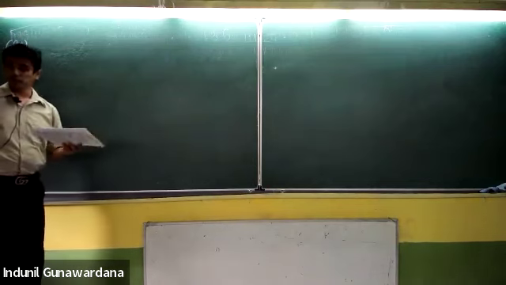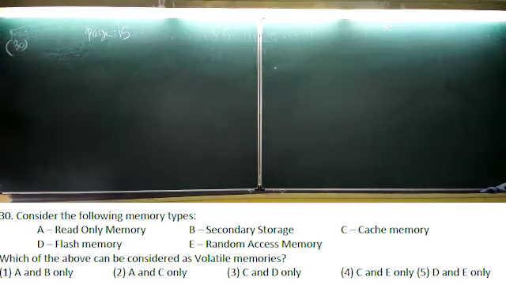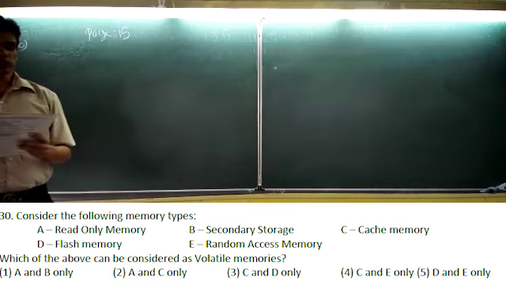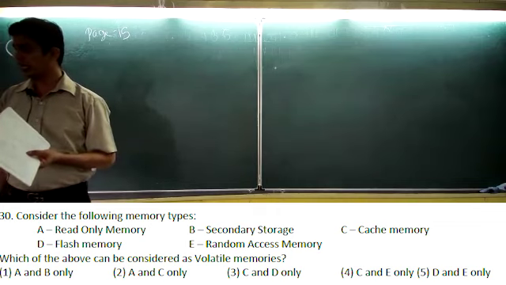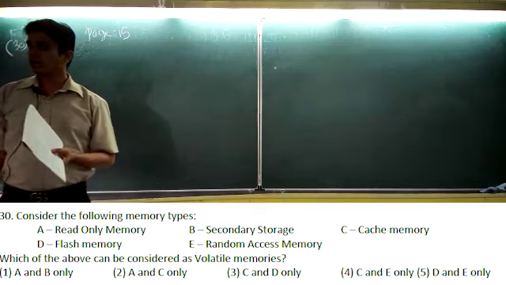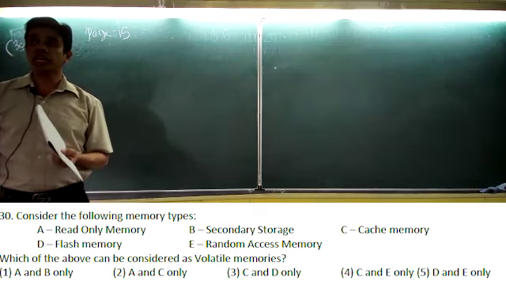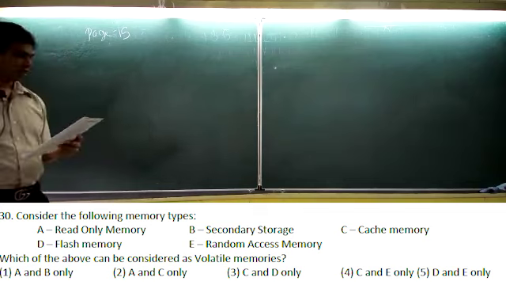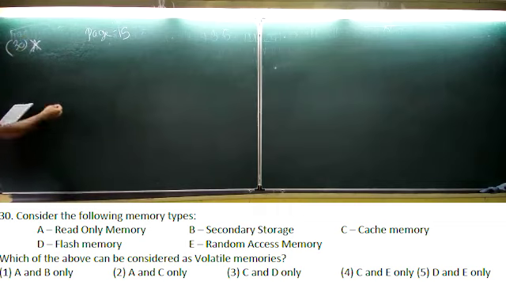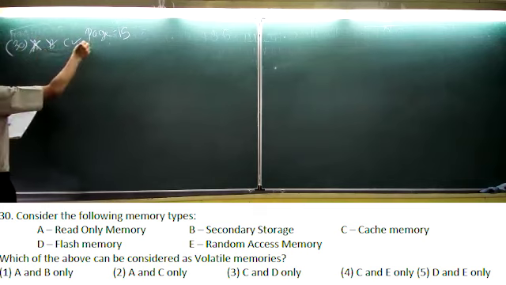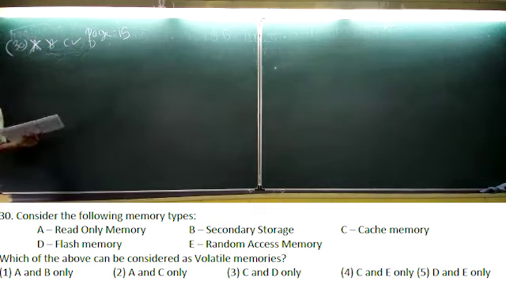Okay, question number 30. That's from page 15. Consider the following memory types. Which of the above can be considered as volatile memories? We know what volatile is. What is volatile? Whenever the memory is switched off, data will get erased. Right. Then read-only memory? No. Read-only memory is permanent memory, right? Not volatile. Then secondary storage? Still not. Then cache memory? Yes.